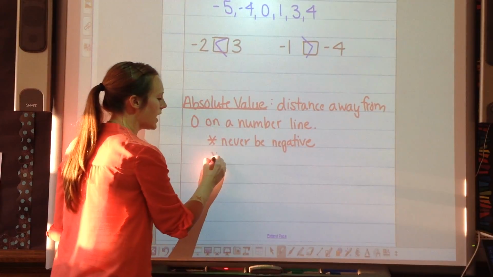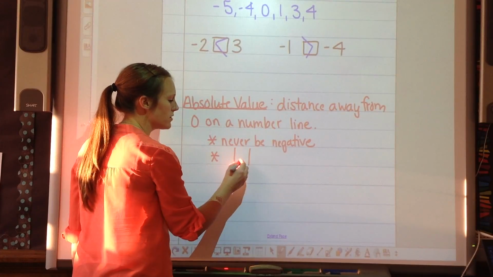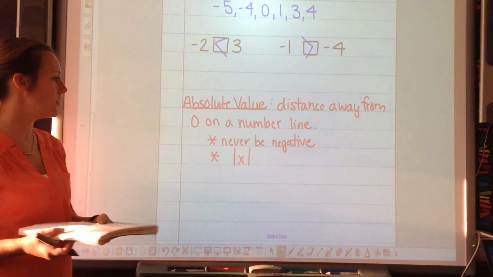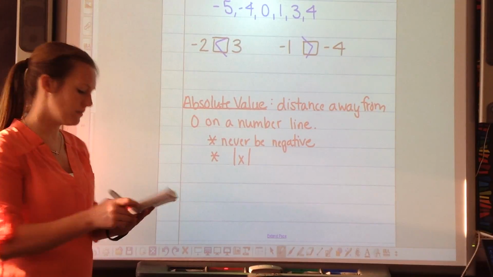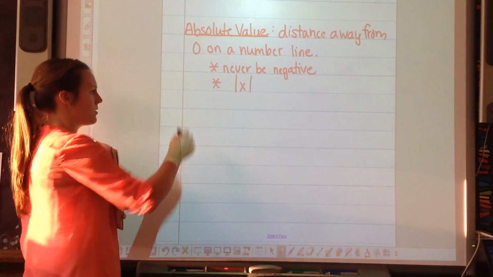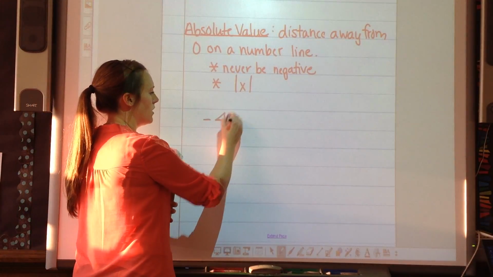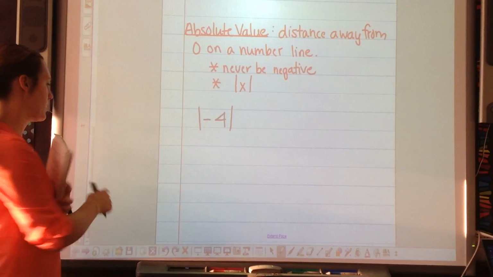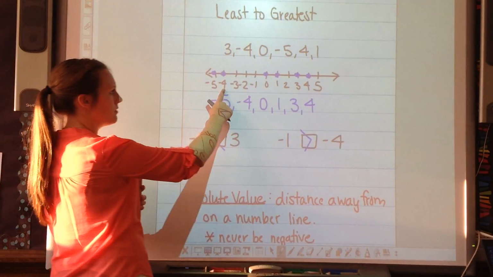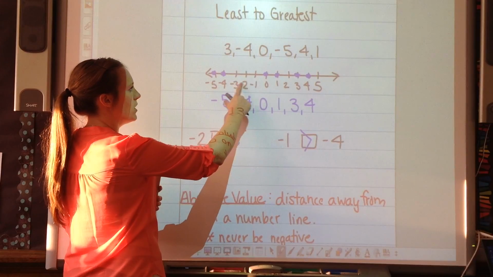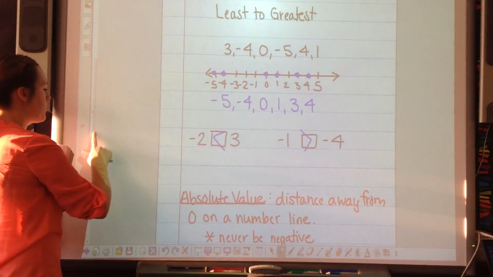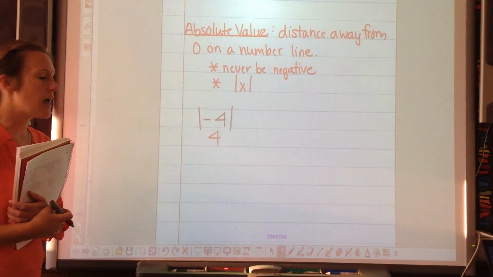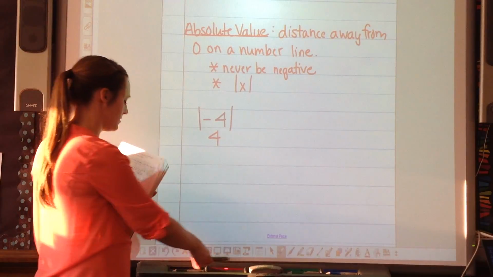And then one other thing, absolute value is represented when there are bars around the number. So x is going to represent any number. You know to take the absolute value of a number when there are bars around it. So let's say we want to take the absolute value of -4. How many spots away from 0 is -4 on a number line? Here's -4. How many spots away from 0 is it? 1, 2, 3, 4. The absolute value of -4 is 4 because it's 4 spots away from 0. It's not negative. Distance can never be negative.